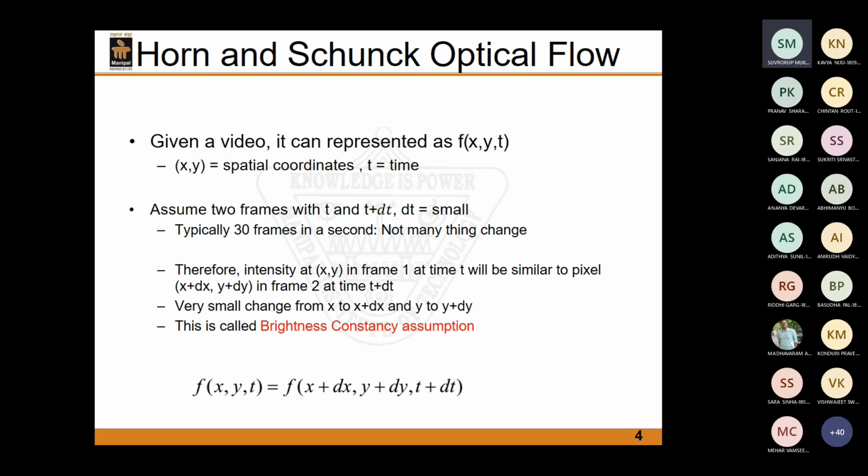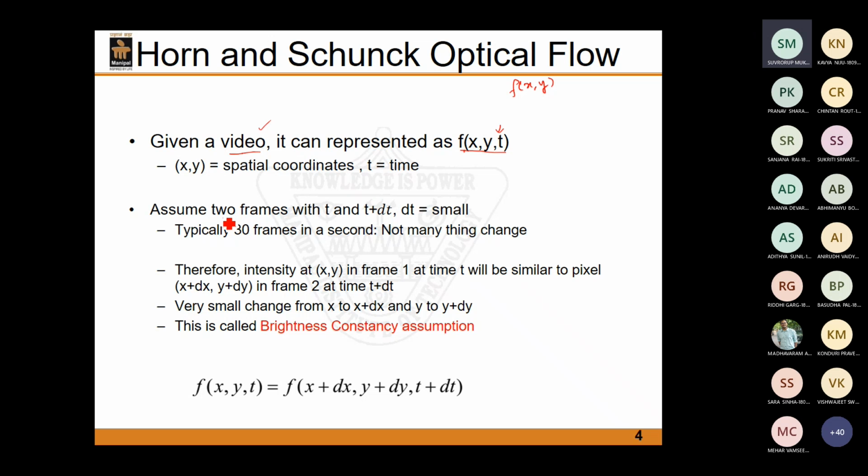Now next what we'll see is how we can calculate the optical flow. A video which is given, we've already seen, can be represented in terms of different frames or images which are arranged along the temporal axis. So let's say xy is usually the way you represent an image. Along with that, you can have another term here which is the temporal axis, and f of x y t denotes the video. And x and y are spatial coordinates and t is the time.